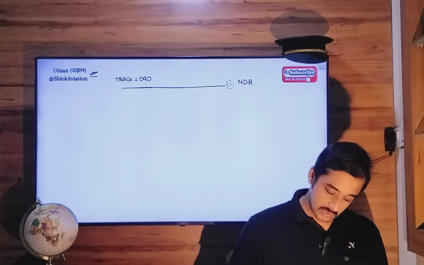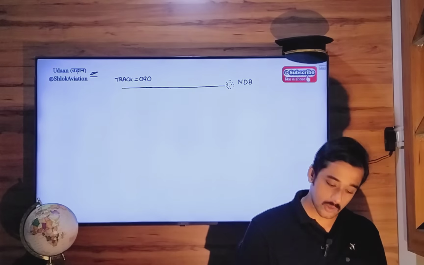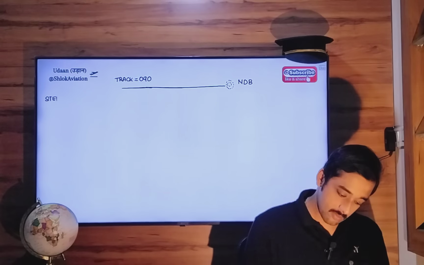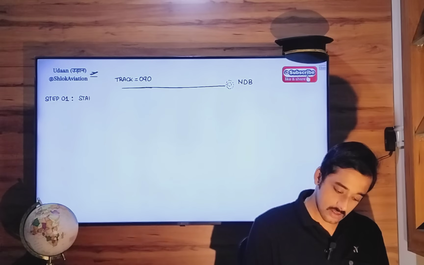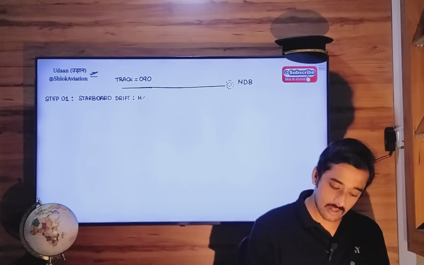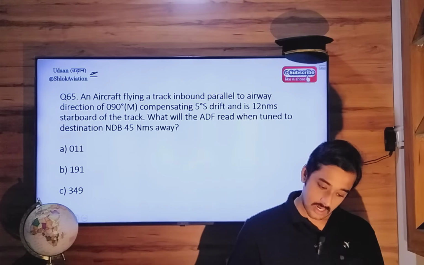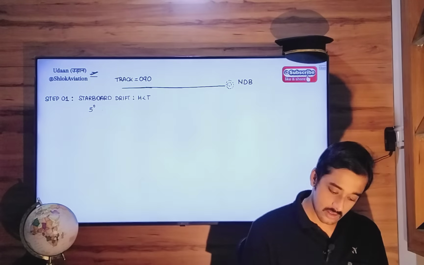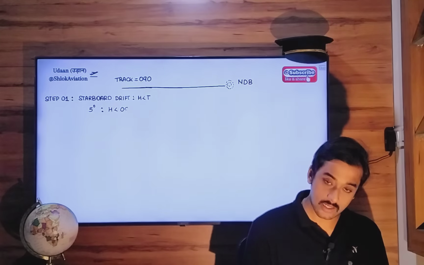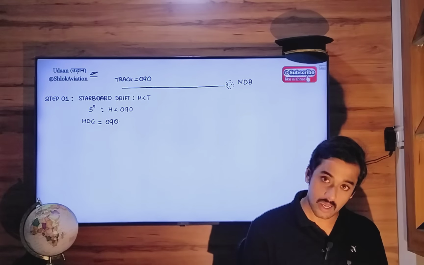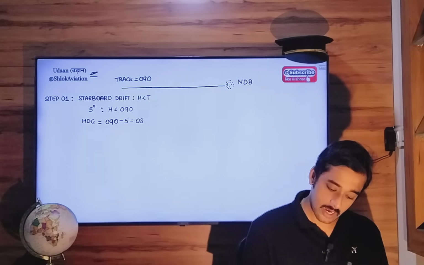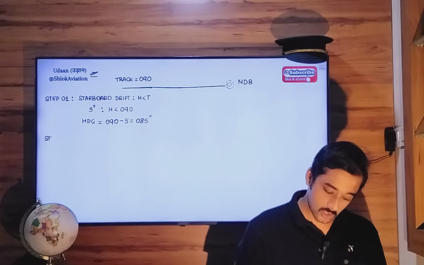Okay, so step 1, let's find out the heading of the aircraft. Starboard drift means heading will be less than track. Heading is 5 degrees starboard. Track is 090, so heading of this aircraft will be 090 minus 5, 085 degrees.